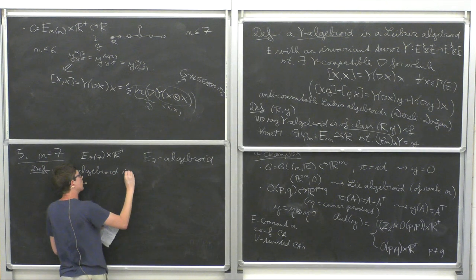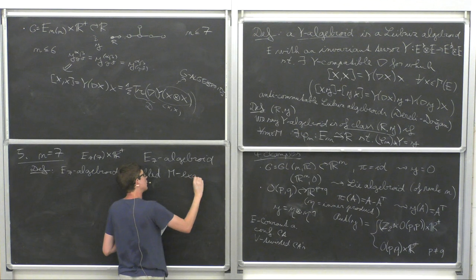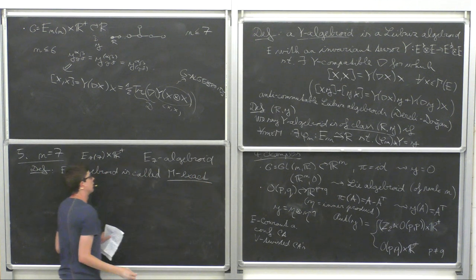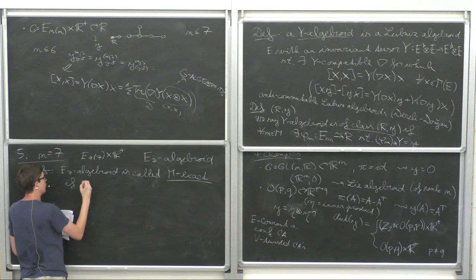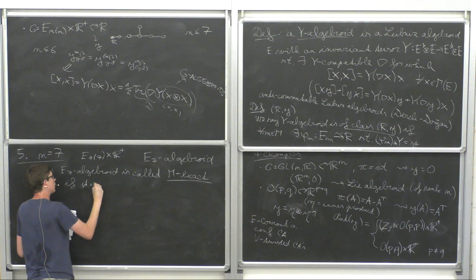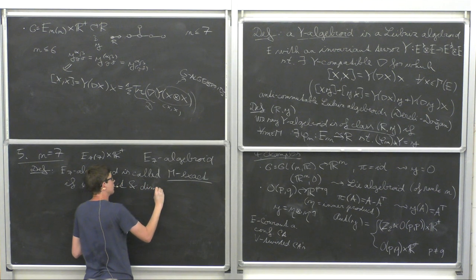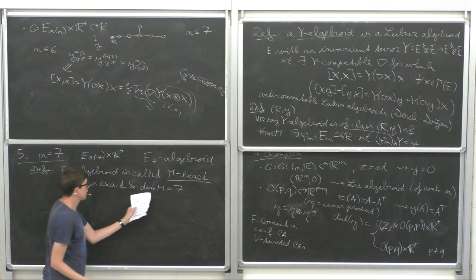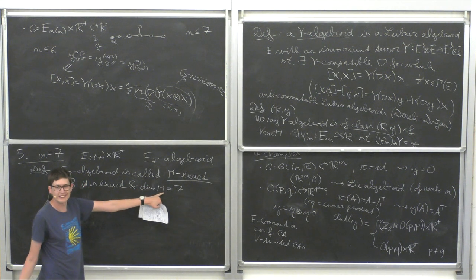is called M exact if it is exact, and the dimension of the base is 7. Okay, this M is not to be confused with this M. This M stands for M-theory, this M stands for manifold.